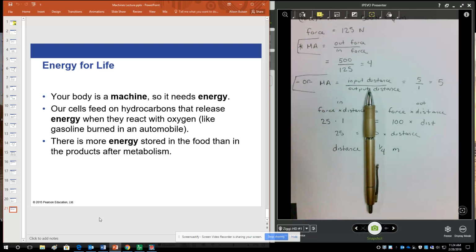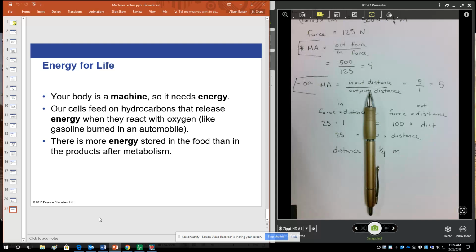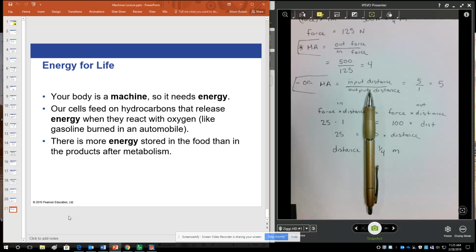Our body converts the chemical potential energy in the food into mechanical energy and some electrical energy. And there are byproducts of our bodies, and those byproducts have less energy than the energy held in the food before we ate it. So this ends our rather short lecture about simple machines.